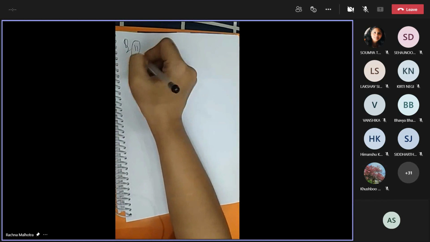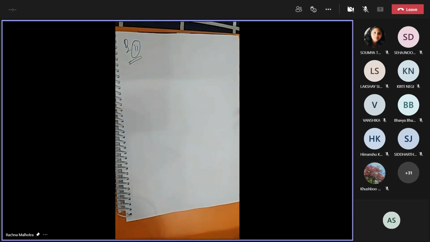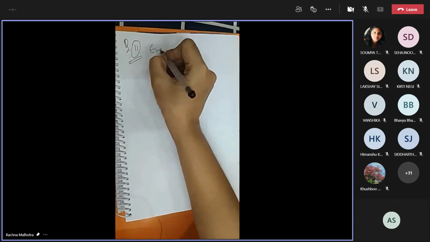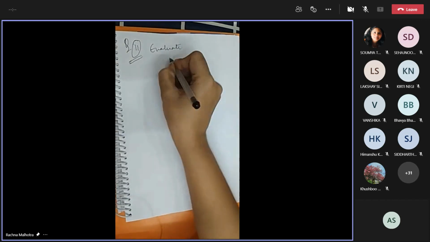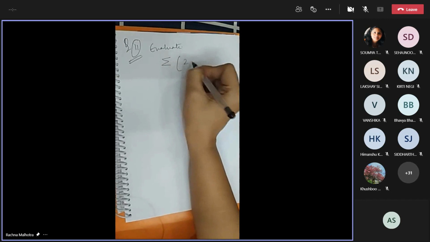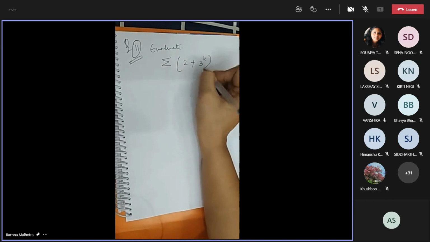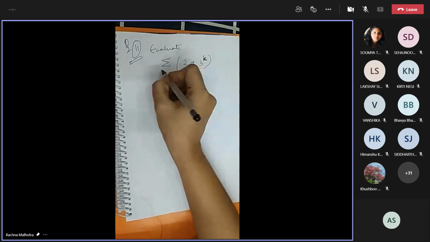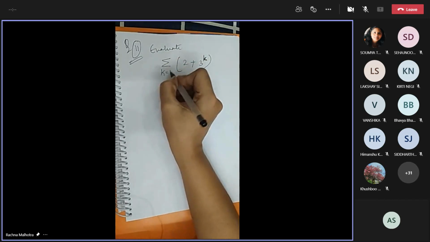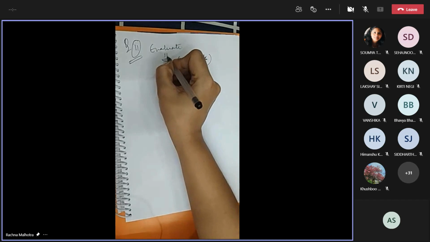Question number 11. The purpose of taking question number 11 is that you can find a summation sign there. Otherwise, the question is simple. Evaluate. I think this is 2 plus 3 to the power k. Please check the term also, because in some NCERT books there are some printing errors. In class 11th there is, and in 12th there is a little error. So please check for this one.